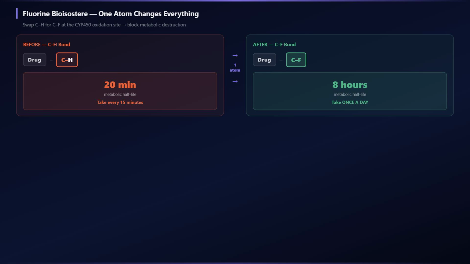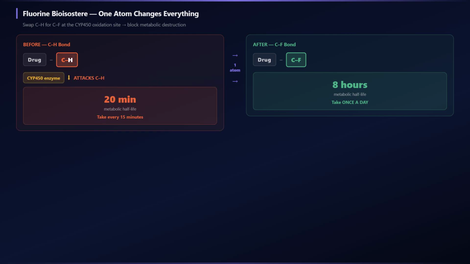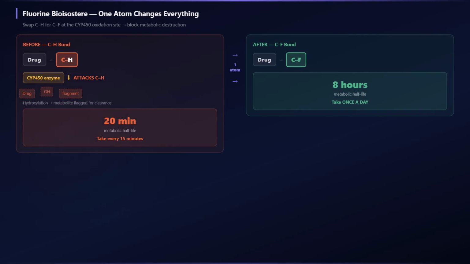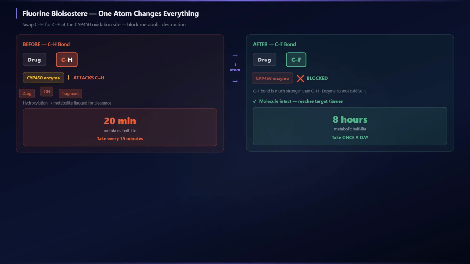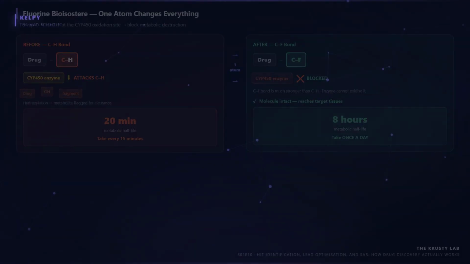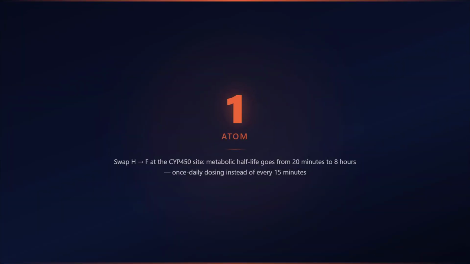You have a position on your molecule where a cytochrome P450 enzyme likes to oxidize. It grabs the carbon-hydrogen bond and hydroxylates it, flagging the molecule for clearance. You swap the hydrogen for fluorine at that exact position. The carbon-fluorine bond is significantly stronger than the carbon-hydrogen bond. The enzyme cannot break it. Your metabolic stability goes from a half-life of 20 minutes to a half-life of 8 hours.